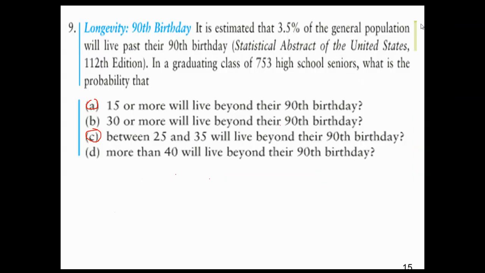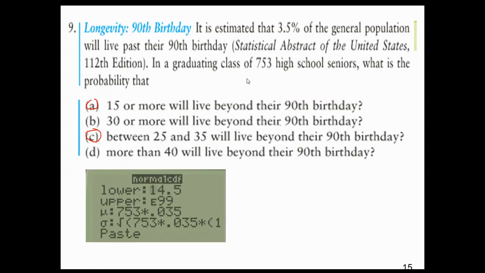All right. It's estimated that 3.5% of the general population live past their 90th birthday. Oh, I know that because I have a mother and a mother-in-law both over 90. All right, in a graduating class of 753 people, what's the probability of 15 or more? Well, 15 or more includes 15.